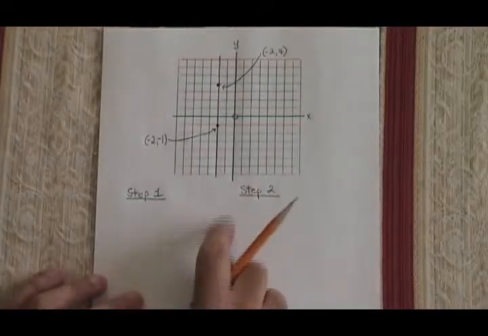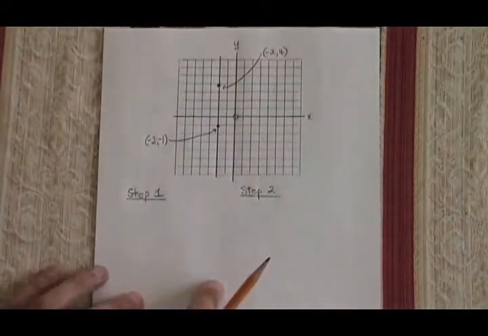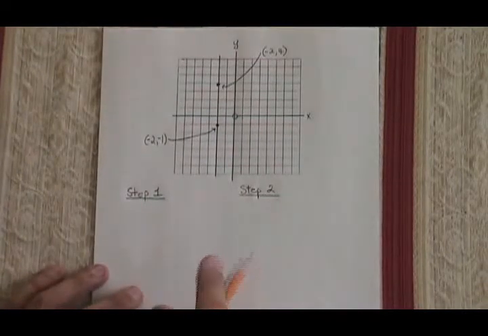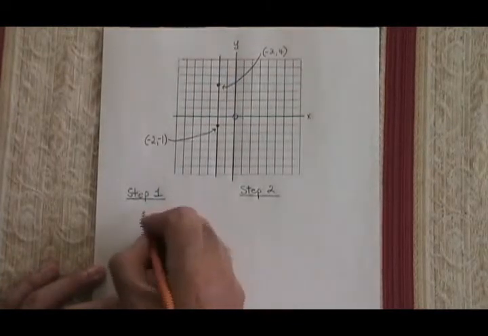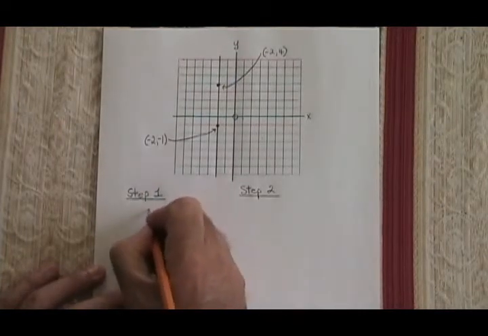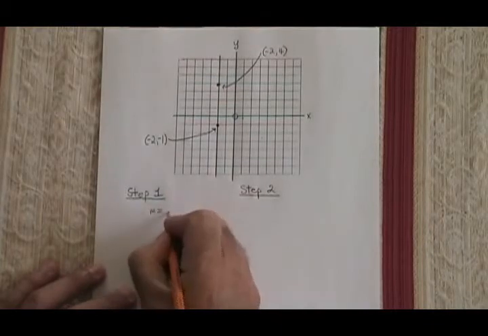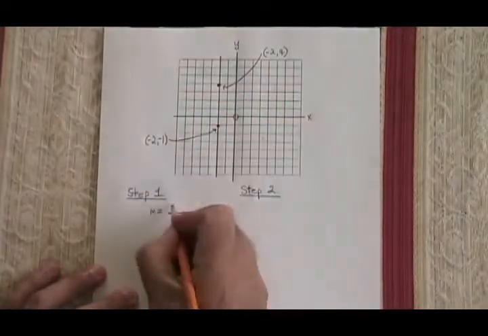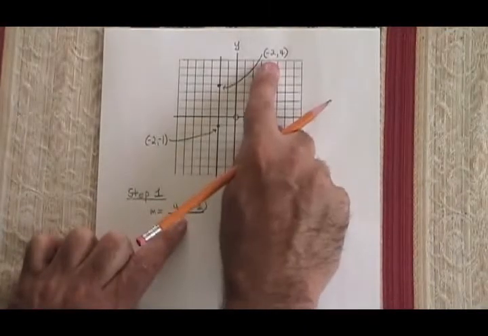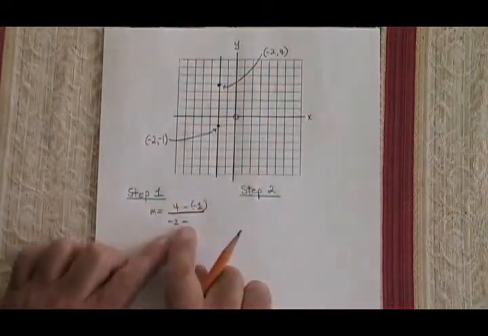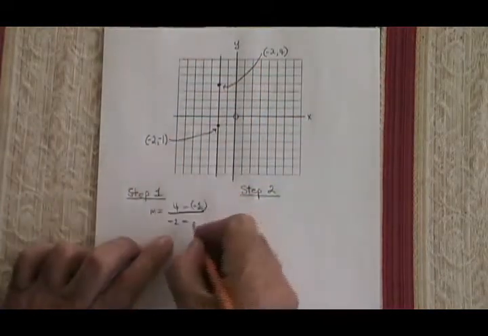What if we are given a vertical line and asked to find the equation? We can still use the same process. Step 1 is find the slope. So using the slope formula, I have m equals y2, which is 4, minus y1, which is negative 1, over x2, which is negative 2, minus x1, which is also negative 2.